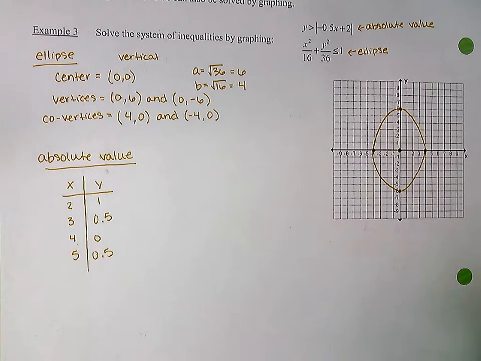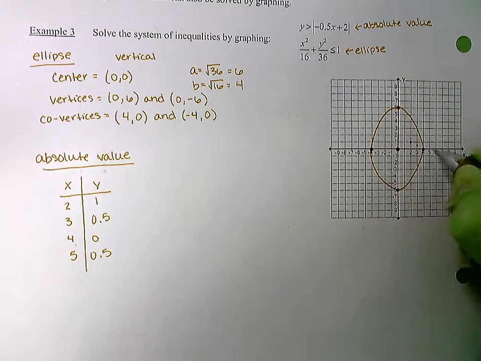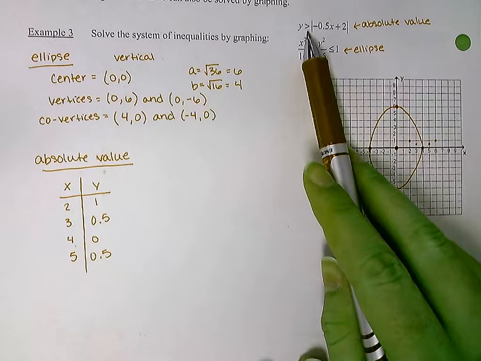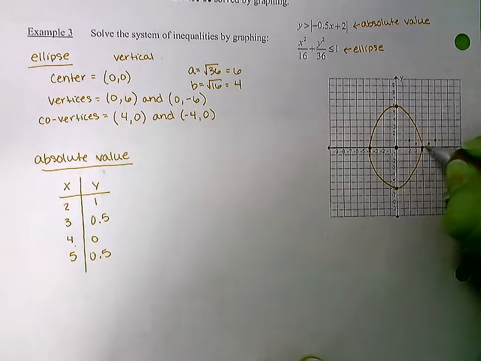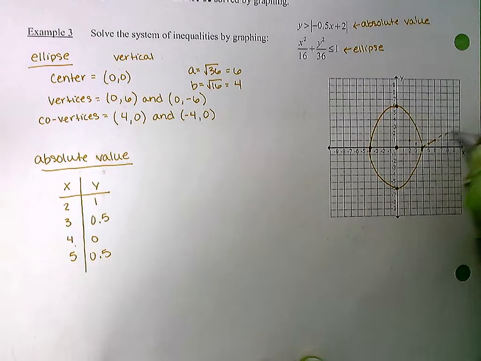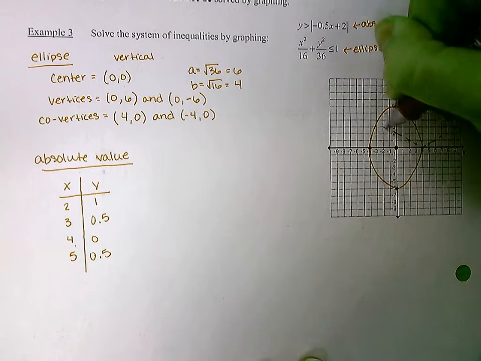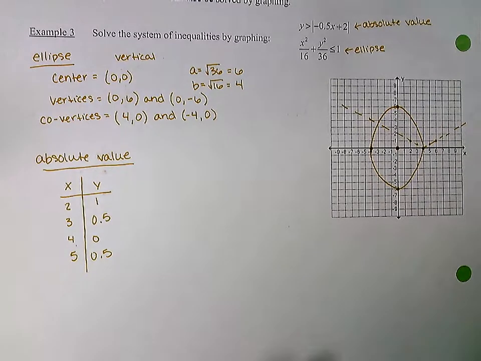So from here I can plot my points. So I have 2, 1, 3, 0.5, 4, 0, 5, 0.5. And if I plugged in 6, I would have gotten 1 again. So your absolute value needs to make this V shape. Before I connect anything, look at your inequality symbol. What should this line be? Dashed. Okay, here's this one. I have to make sure it goes here to here to here. There. So here's my absolute value.